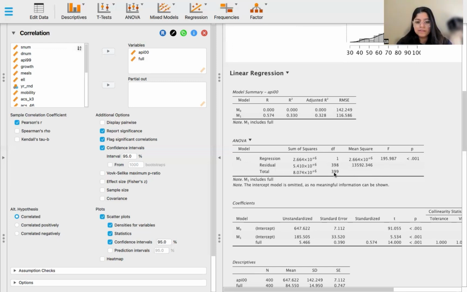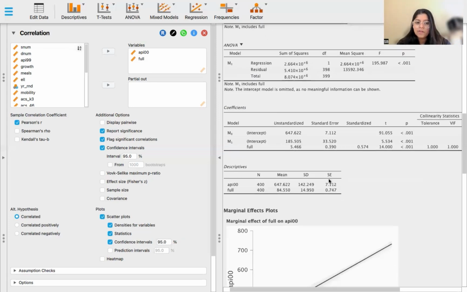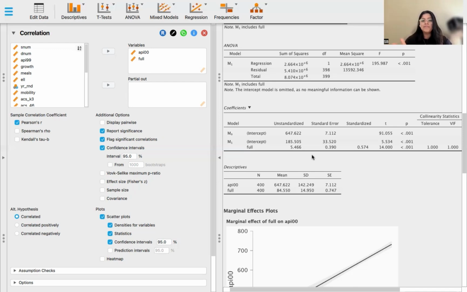As we move further in the coefficient table from the regression model, the intercept is 185.505, whereas the coefficient for full is 5.466. So the regression equation becomes API 00 equals 185.505 plus 5.466 times full. Also, here we can state that for every 1% increase in fully credentialed teachers, the student performance score is expected to increase by 5.466 points.